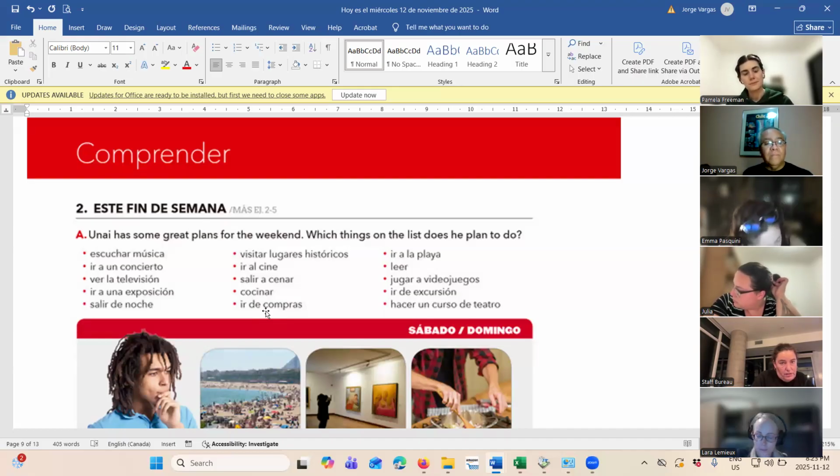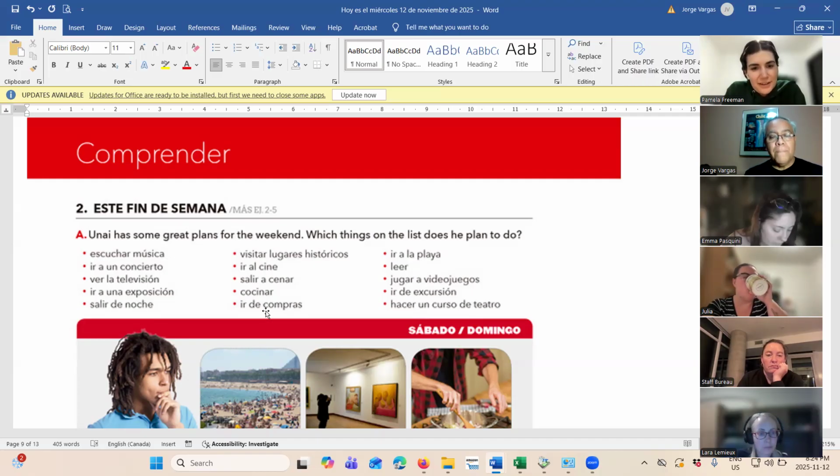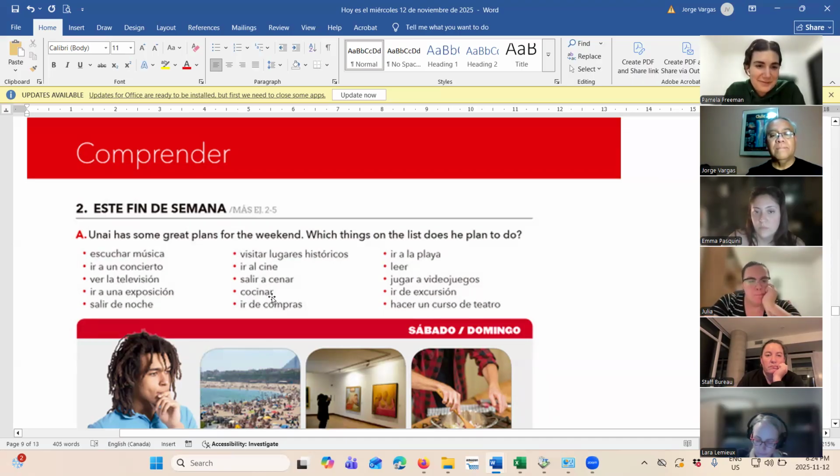Este fin de semana quiero ir a una exposición, quiero salir a cenar y leer. Perfecto, perfecto. Pam, pick three. Este fin de semana quiero escuchar música y cocinar y no sé. ¿Perdón? Visitar lugares históricos. Excelente. Megan, pick three. What do you want to do this weekend?